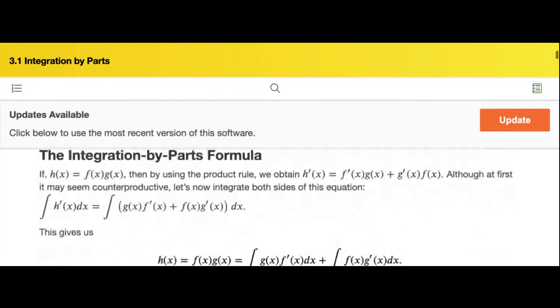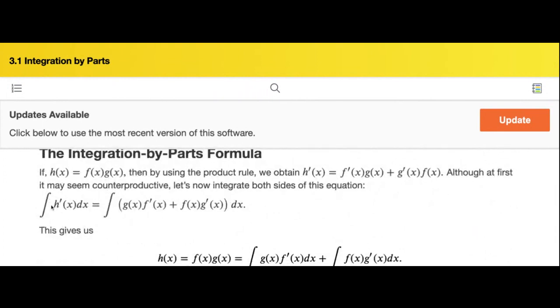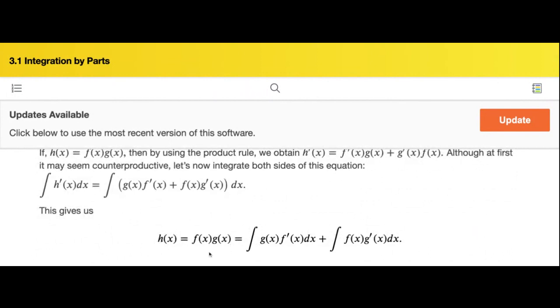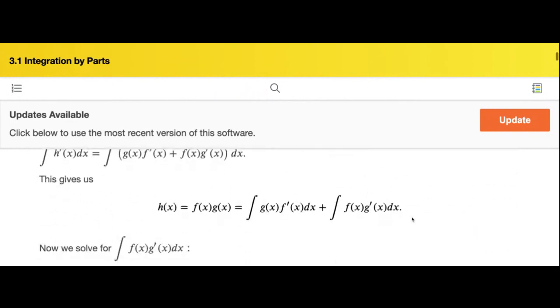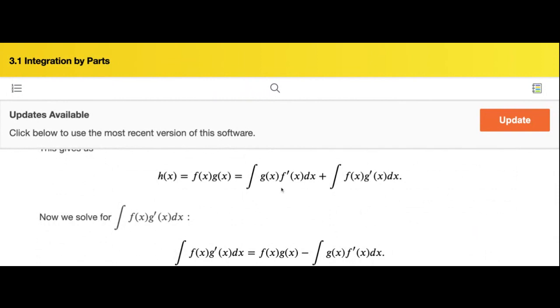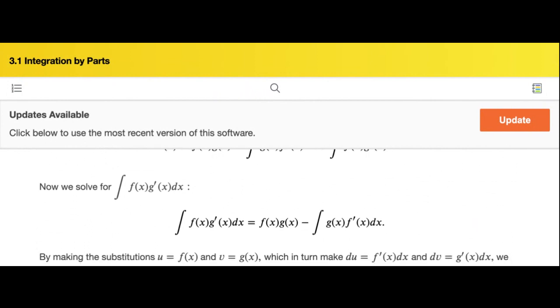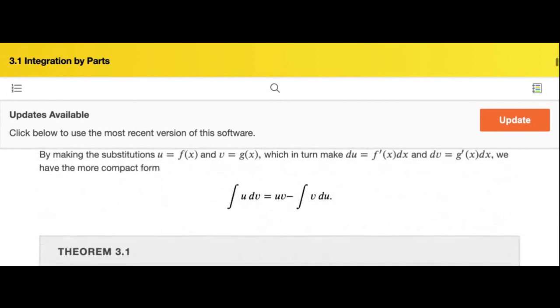Oh, this should be h of x. So this gives us h of x, which is the product of two functions, equals the integration of this one plus the integration of this one. We can move one of the integrals to the other side. We get f times g minus the other part of the integration. This is called integration by parts. Let's go to one example.